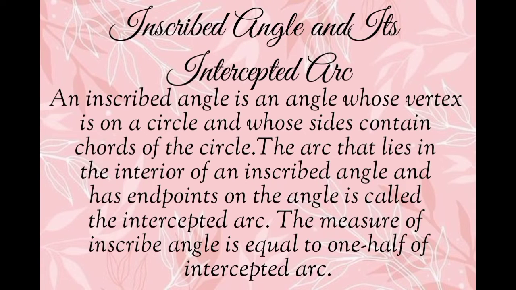Inscribed angle and its intercepted arc. An inscribed angle is an angle whose vertex is on a circle and whose sides contain chords of the circle. The arc that lies in the interior of the inscribed angle and has endpoints on the angle is called the intercepted arc. The measure of an inscribed angle is equal to 1/2 of the intercepted arc.